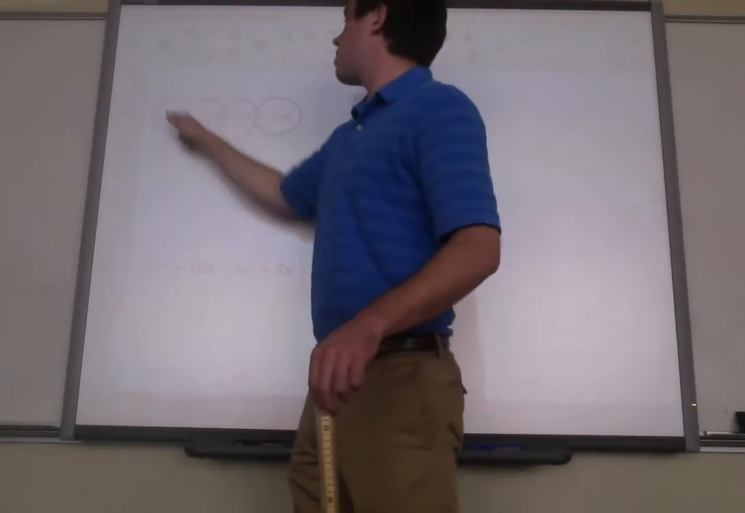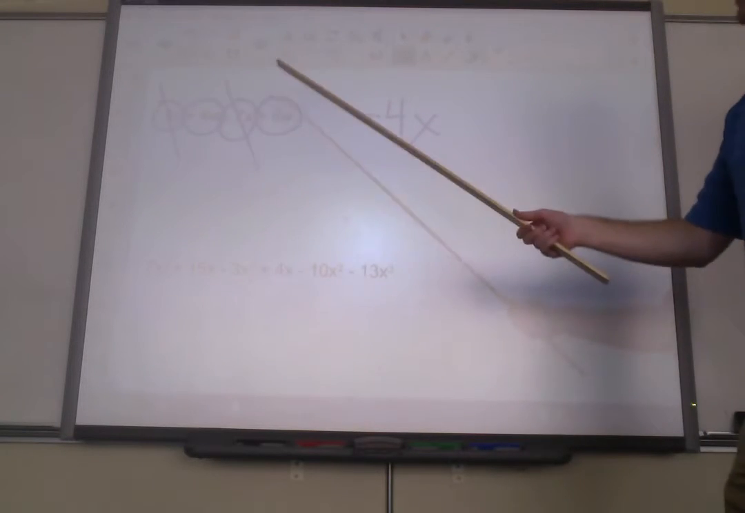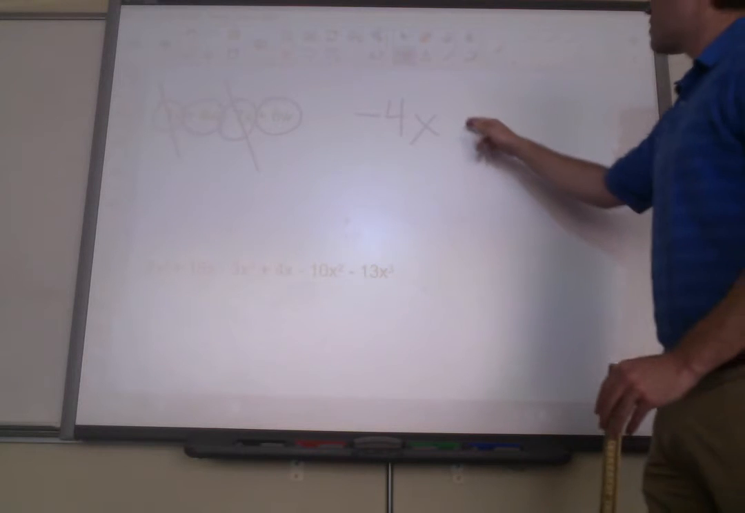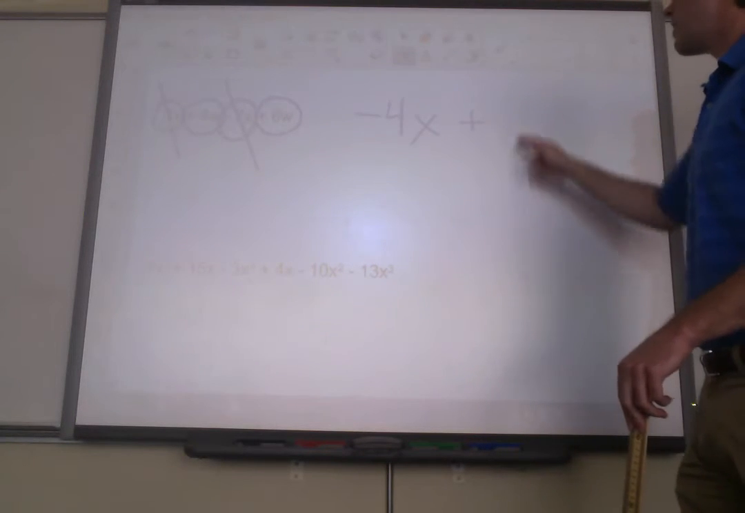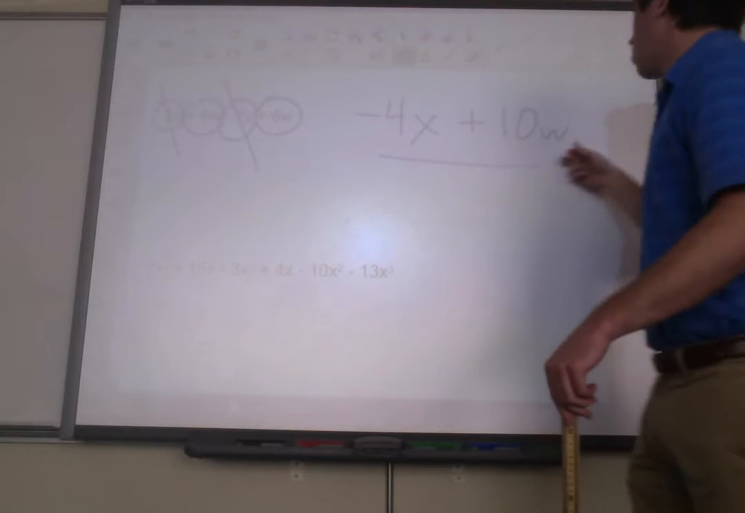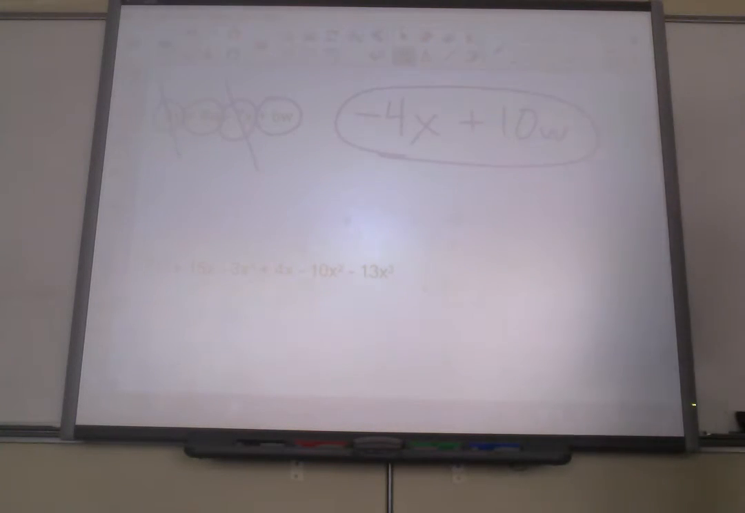Okay? All right, well, we use those terms. Now, 4w, the only thing that's like with that is the 6w. Positive 4w and positive 6w is positive, so we put a plus sign, 10w. And that's the whole solution there. That's as far as we can simplify it. Negative 4x plus 10w. All right?